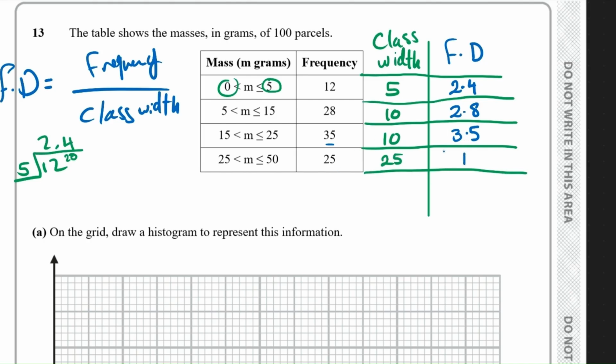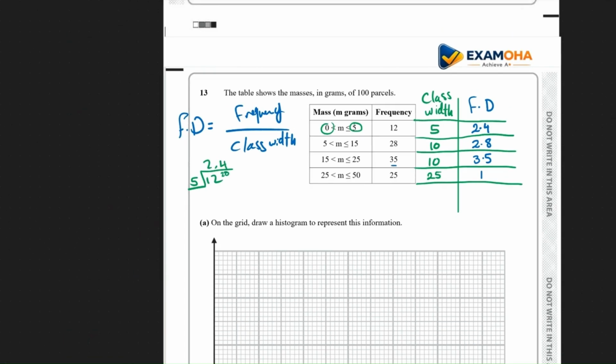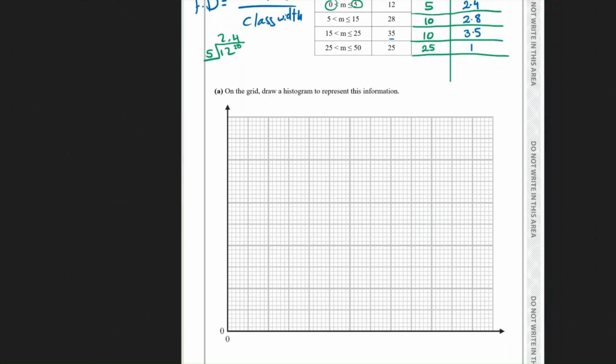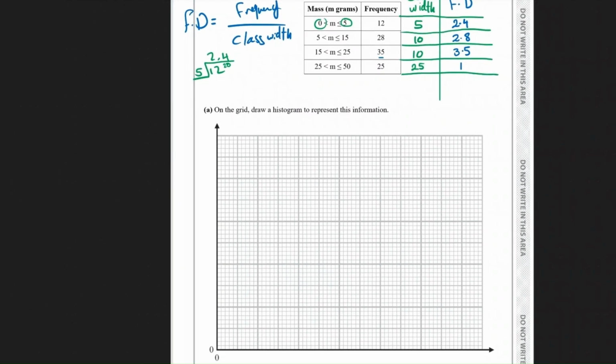Now we need to draw this in the graph. However, the first thing is to label the graph and choose the appropriate scale. So this is frequency density, we write here frequency density. And for the x-axis, this is mass in grams.